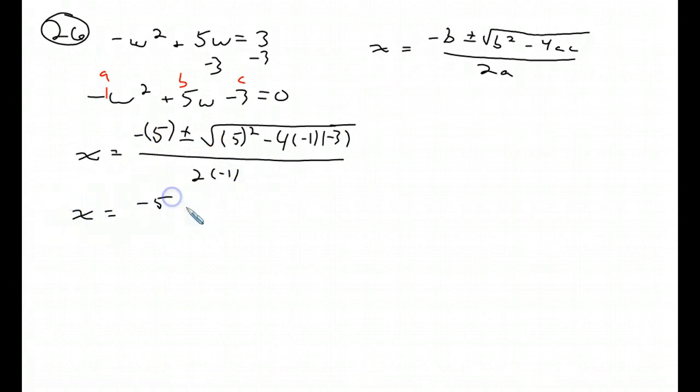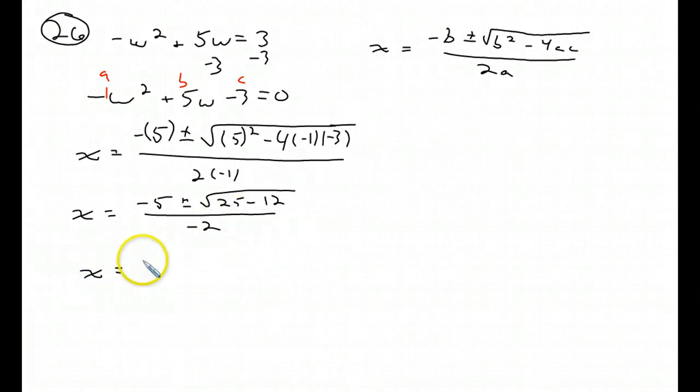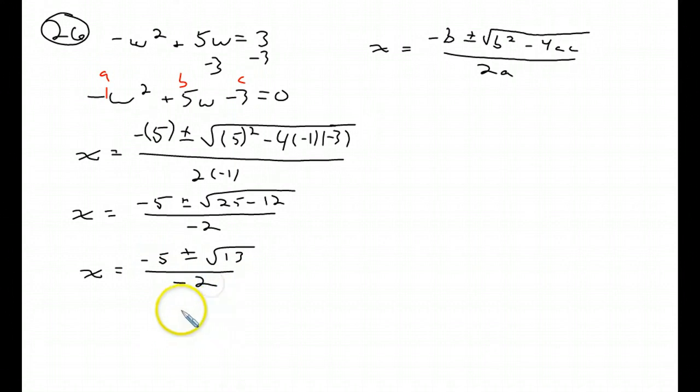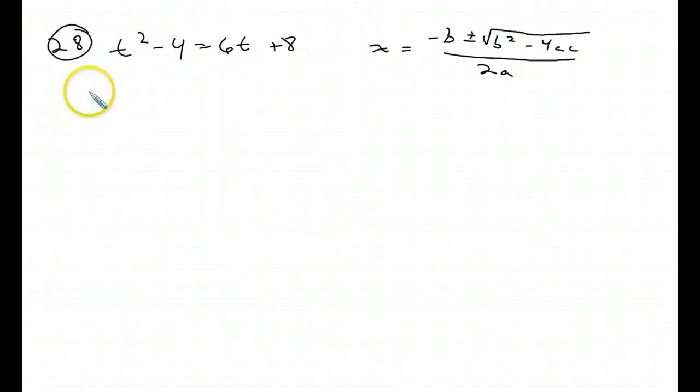So we're left with negative 5 plus or minus the square root of 5 squared, which is 25. Negative 4 times negative 1 is a positive 4, times the negative 3 is negative 12. All of that over negative 2. The only thing we have left to do is 25 minus 12, so x equals negative 5 plus or minus the square root of 13 over negative 2. That's as far as we can go, because we do not know the square root of 13. So that's your answer.